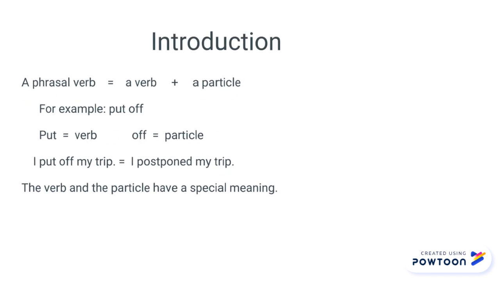So a phrasal verb is a verb plus a particle. For example, put off. Put is the verb and the particle is off. In this sentence, I put off my trip. It means I postponed my trip. So the verb and the particle have a special meaning.